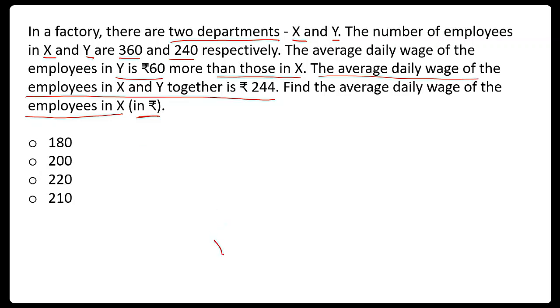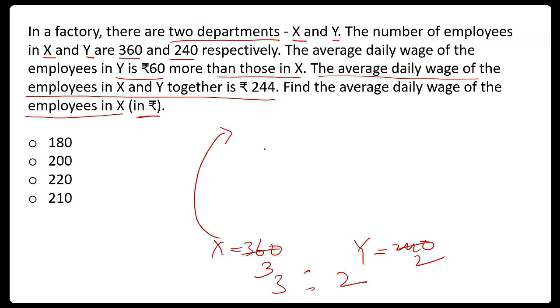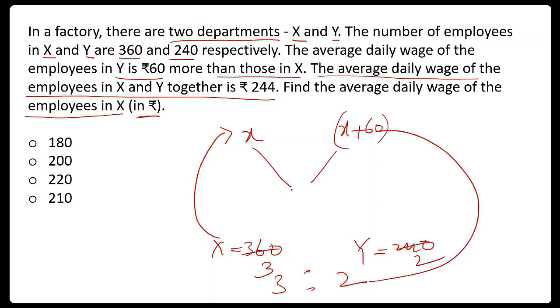So you can answer this question using the alligation method. In department X, there are 360 employees. In department Y, there are 240 employees. So the ratio is 360 to 240, which is 3 is to 2. The average salary of X department, let it be x rupees. Then the average salary of department Y is 60 more than this, so x plus 60, right? Given, the average salary of both departments together is 244.